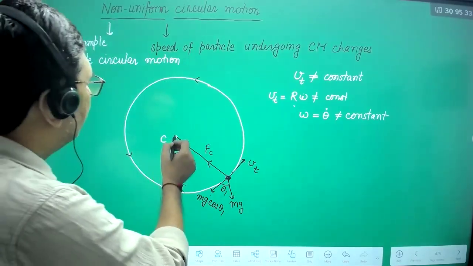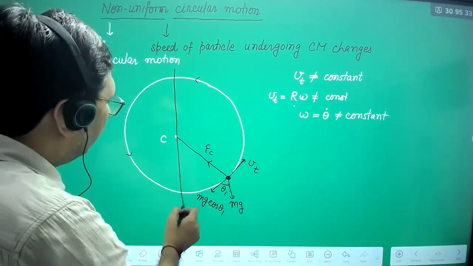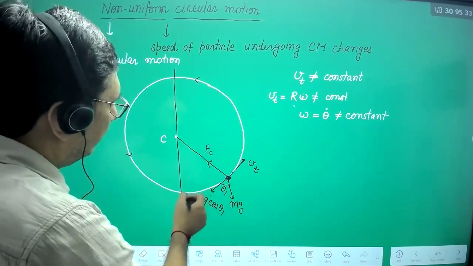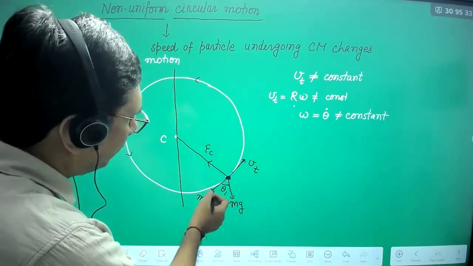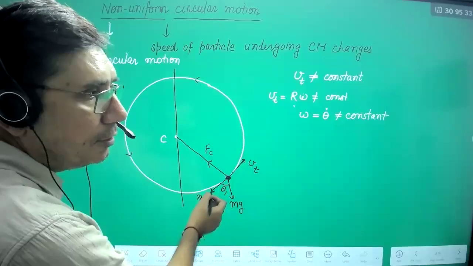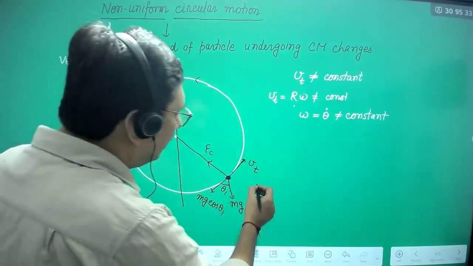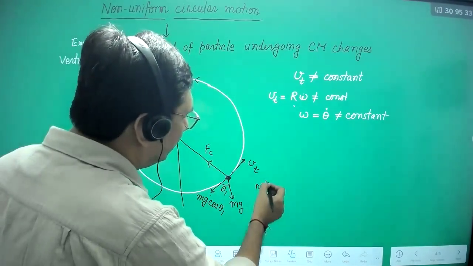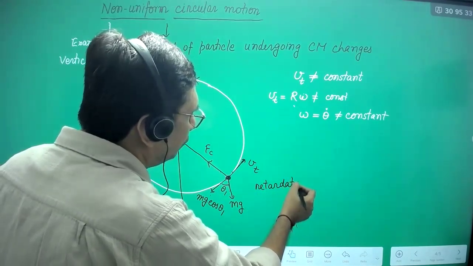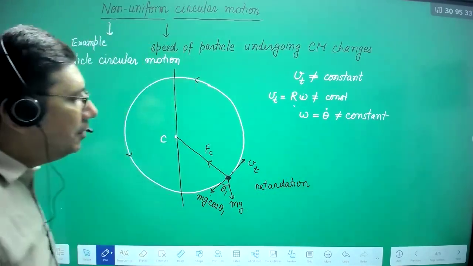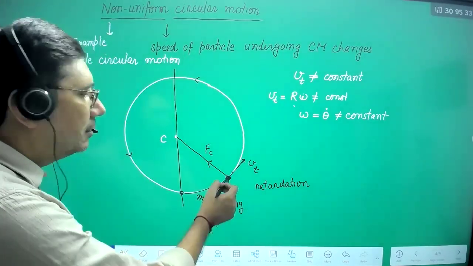So from here, this is the vertical line. Then try to understand: when the particle is moving in this direction, in this half of the vertical circular motion, this opposing force will be there. Try to understand, there will be a retardation here. So this will be a zone of retardation. Zone of retardation means its speed is going to decrease. It will be maximum here, and it is going to decrease here.